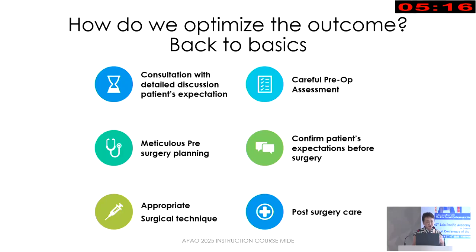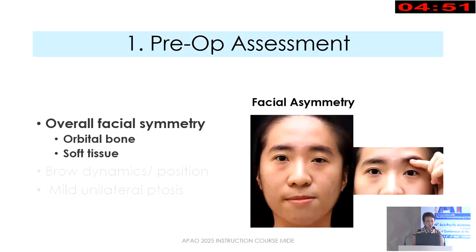So during the consultation, you really want to talk to the patient and discuss in detail what sort of expectation, all right? And then you want to do a careful pre-op assessment, meticulous pre-surgery planning, and then before surgery, you want to confirm again, make sure that you are really in line with what the patient really wants. And then you choose the appropriate surgical technique and also good post-care. So very quickly, I'll give you some of the simple or important things to look for during the pre-op assessment.